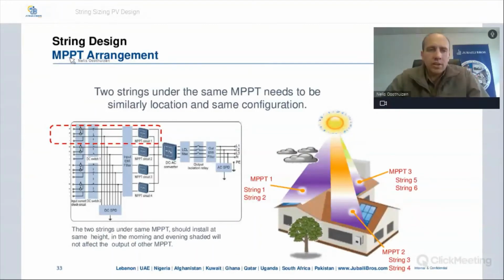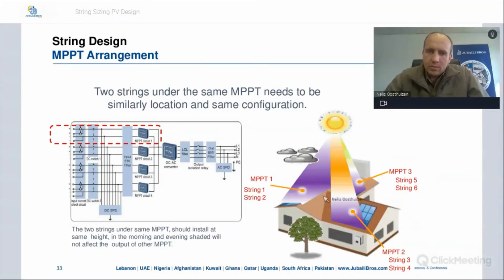Then also looking at your MPPT arrangement. So we've got one MPPT with 2 inputs. The 2 strings that you connect to a single MPPT should be of similar location and configuration. So if you look at a housing scenario, MPPT 1 should have string 1, 2 on one section of the house. You should not be mixing and matching different strings.